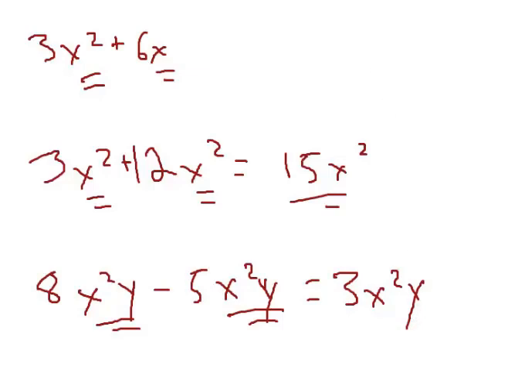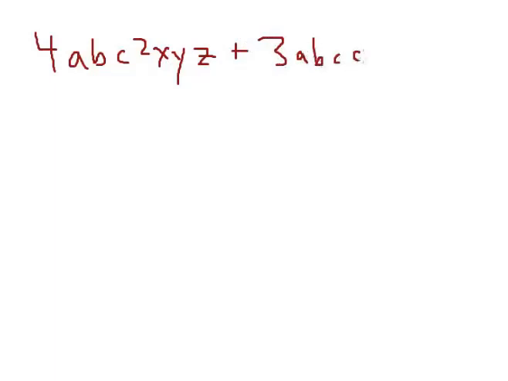On the other hand, if you have a very similar variable, but that has one slight difference at the end, you cannot combine them at all. So if I have 4abcd x squared yz plus 4abc squared xyz plus 3abcd xyz, you can't combine this because this had the c squared, abc squared xyz, and this one didn't have a c squared and it had a d.